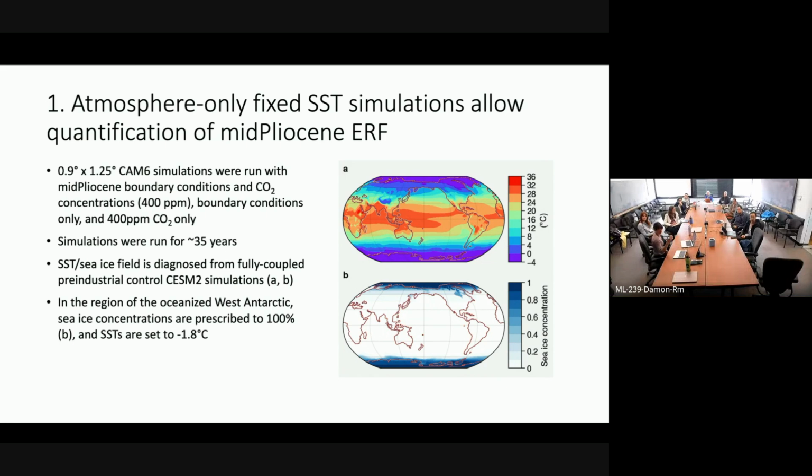So we opted to set the sea ice concentration to 100% there, so that we would best emulate the pre-industrial control shortwave radiative forcing there from the ice sheets. If you can imagine, sea ice has pretty much similar albedo as land ice. And consequently, SSTs are set to the freezing point of seawater in CESM2.